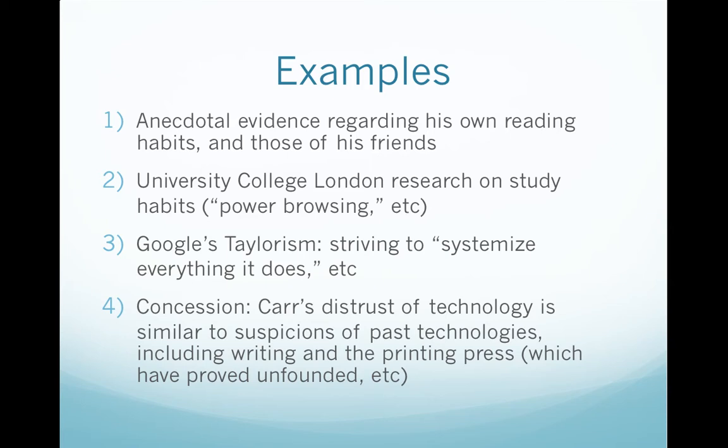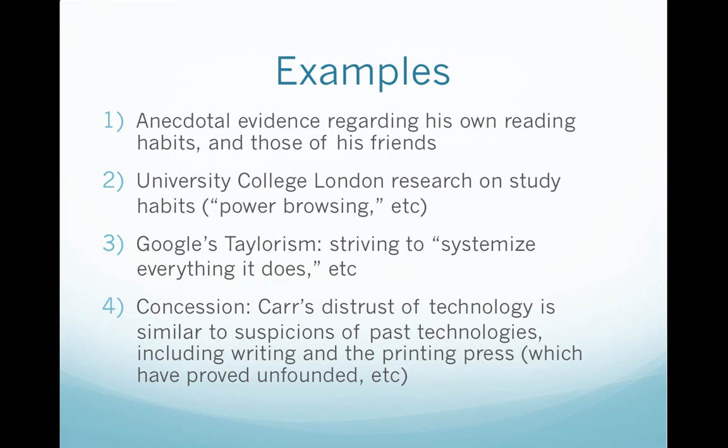You could mention that he refers to anecdotal evidence about his own reading habits and those of his friends or other people that have written about this. You could indicate that he cites the University College London research on study habits. I talked about things like power browsing, etc. He talks about Frederick Winslow Taylor and this idea of Taylorism and how Google is taking that up and is striving to systemize everything it does.